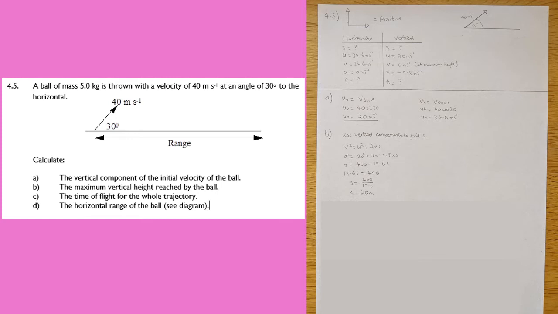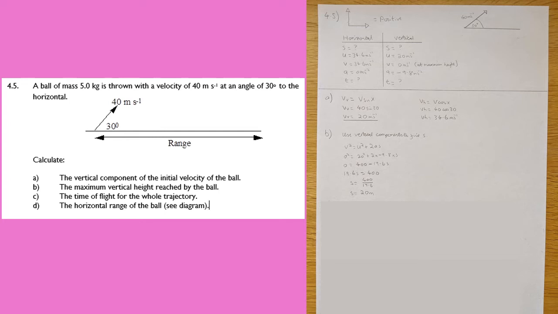To find S, we can use the equation v squared equals u squared plus 2as. I'm choosing that equation because we don't know anything about t at the moment, so it makes sense to use that equation. Substitute the data and rearrange, we get a height of 20 metres. So the maximum vertical height is 20 metres.